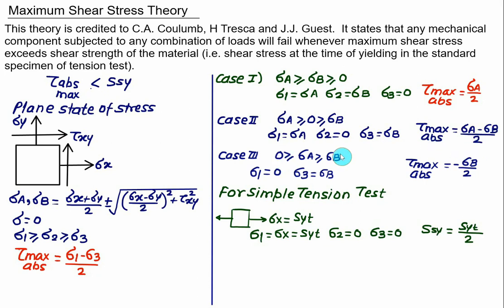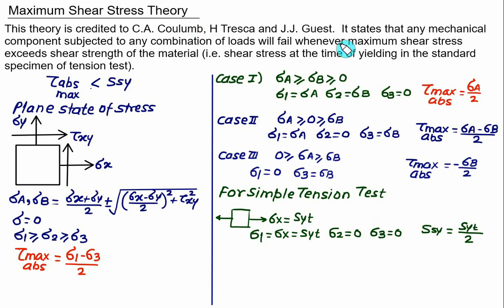And if both values are less than 0, that is negative, then the highest value in this case is 0, so we assign sigma 1 equal to 0, and the least value we assign as sigma 3, so we get tau max absolute equal to minus sigma B by 2. And we know that in the simple tension test the only stress produced is sigma x, and since yielding will take place at SYT, we have sigma 1 equal to SYT and the other two stresses equal to 0, so the torsional shear strength SSY is equal to SYT by 2.